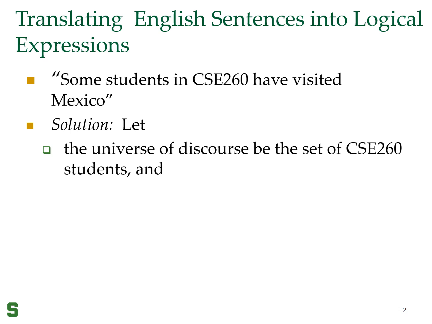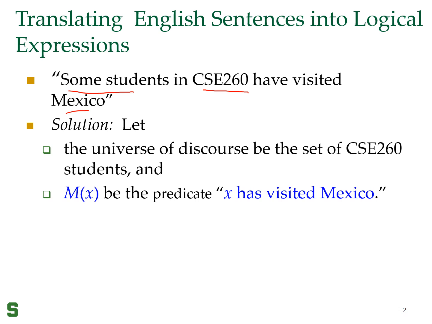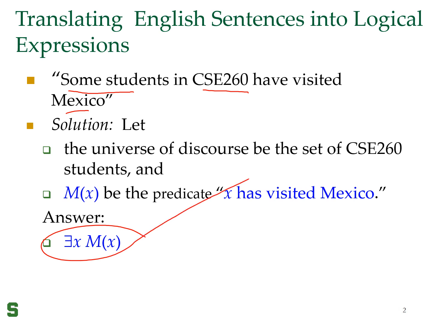If we do that, then essentially what I have is: some student in my universe of discourse has visited Mexico. So let me introduce a predicate called M(x) that says x has visited Mexico. And now the answer is going to be there exists x. By the way, x comes from my universe of discourse, which is CSE 260 students. And by the way, it has the property M(x), which says that x has visited Mexico.